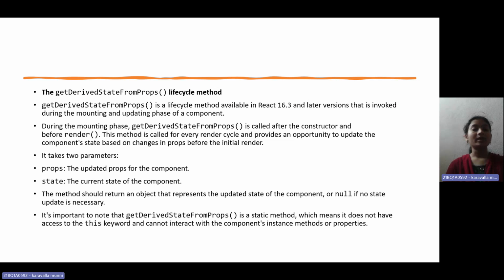It takes two parameters, props and state. Props means the updated properties for the component, and state is the current state of the component. The method should return an object that represents the updated state of the component, or null if no state update is necessary. It is important to note that getDerivedStateFromProps is a static method, which means it does not have access to the current instance of the component, its instance methods or properties.